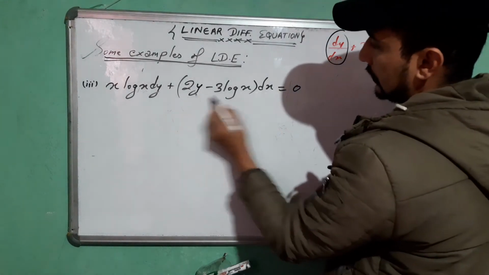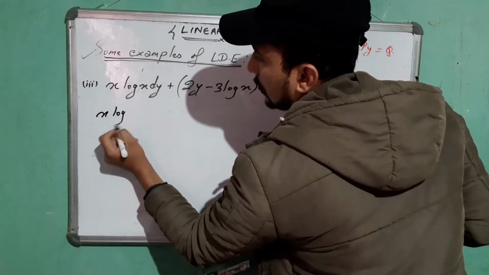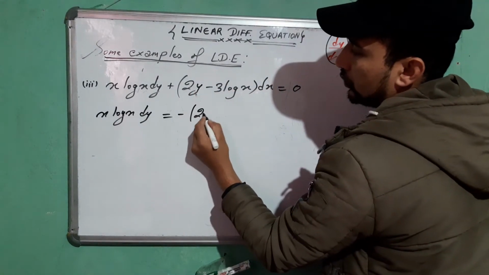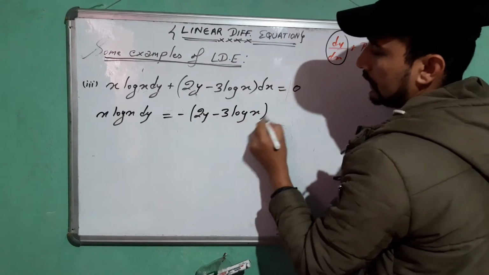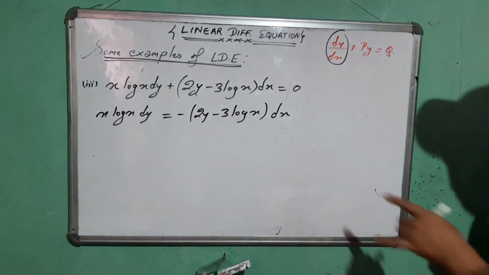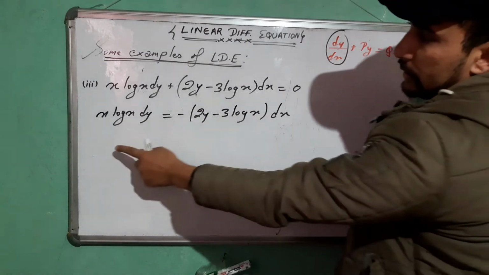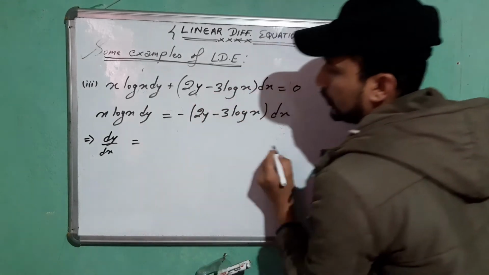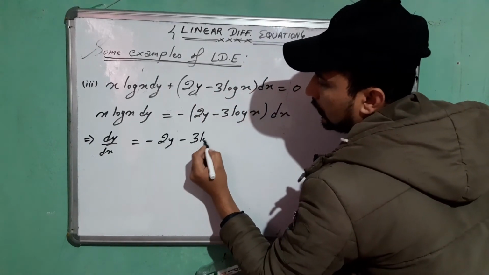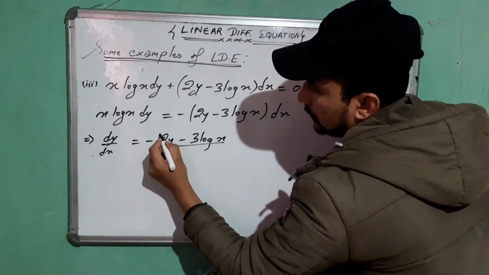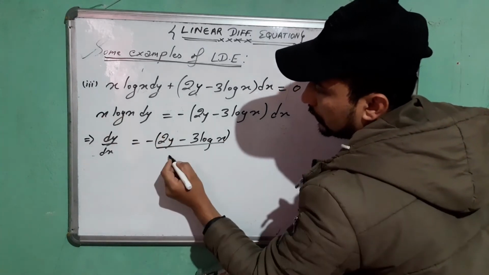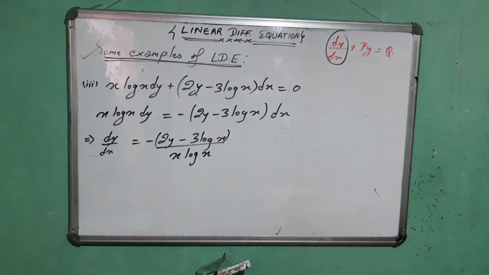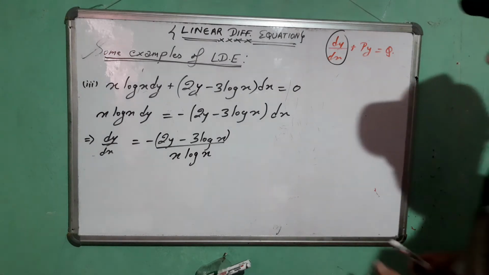Okay, so I'll take this towards the right hand side. So x log x dy is equal to, when it goes to the right hand side, you will have minus 2y minus 3 log x dx, isn't it? Now interchange the position, you have to get dy/dx. So this dx I'll take down and this I'll bring to this side. So it implies dy/dx is equal to minus 2y minus 3 log x, in brackets, upon x log x.